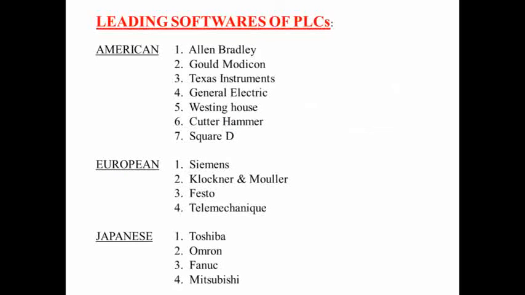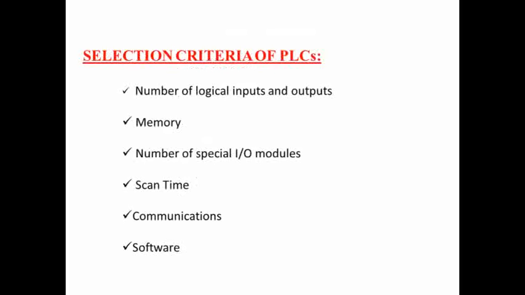Some leading brands of PLCs are American brands, then European brands, and some Japanese brands are also available. American brands include Allen Bradley, Gould Modicon, Texas Instruments, General Electric, Westinghouse, Cutler Hammer, and Square D. Some European brands are Siemens, Klockner and Moeller, Festo, and Telemecanique. Japanese brands like Toshiba, Omron, Mitsubishi, and Fanuc are also available. Besides this, there are some Indian brands, like Motorola, L&T, ABB, again Delta, and then Starcom are also available.